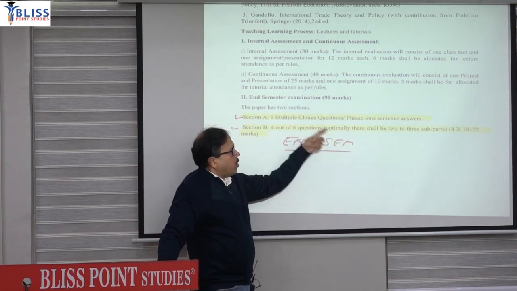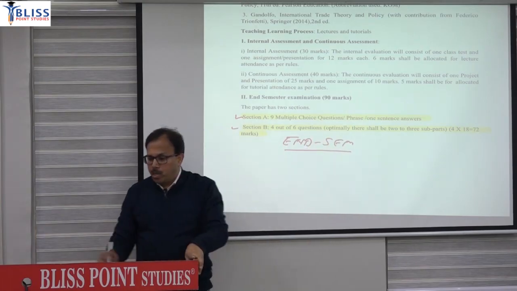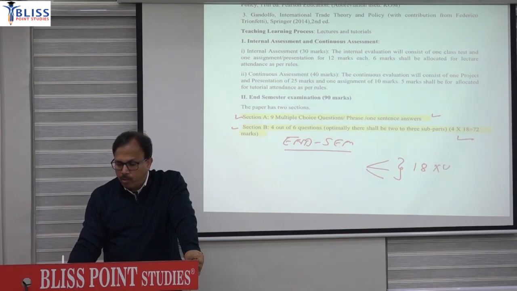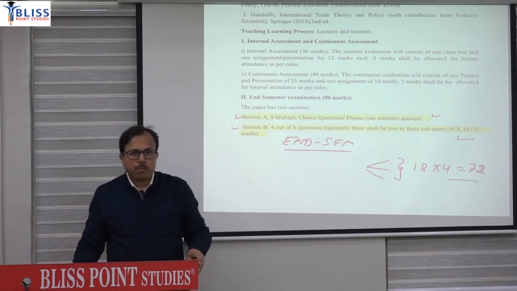So each question will be having 18 marks, 18 into 4, 72 marks for section B, and 18 marks for section A. Section B is where you attempt question number 4 out of 6. In any question there will be 2 to 3 parts, and combined all it will be of 18 marks and you have to attempt 4 out of 6. This will be the format of the end semester exam.